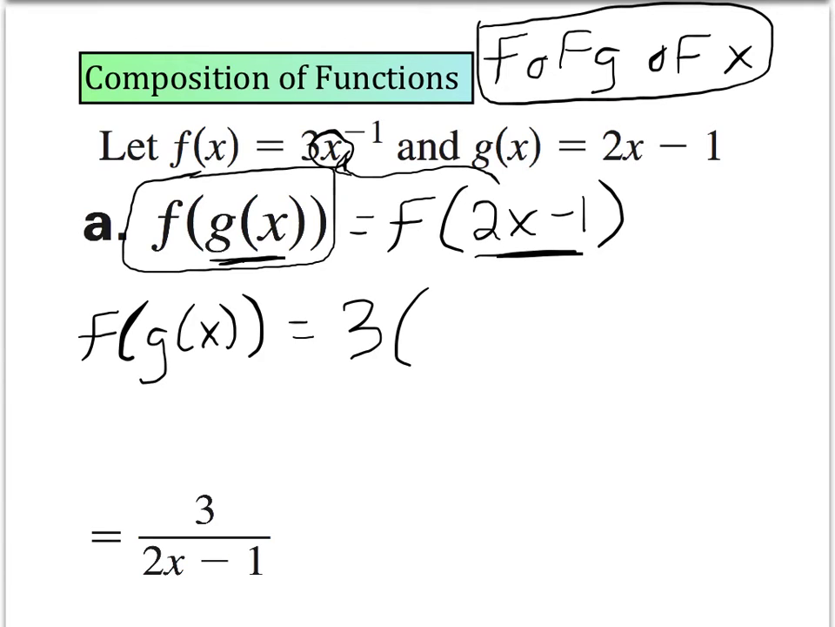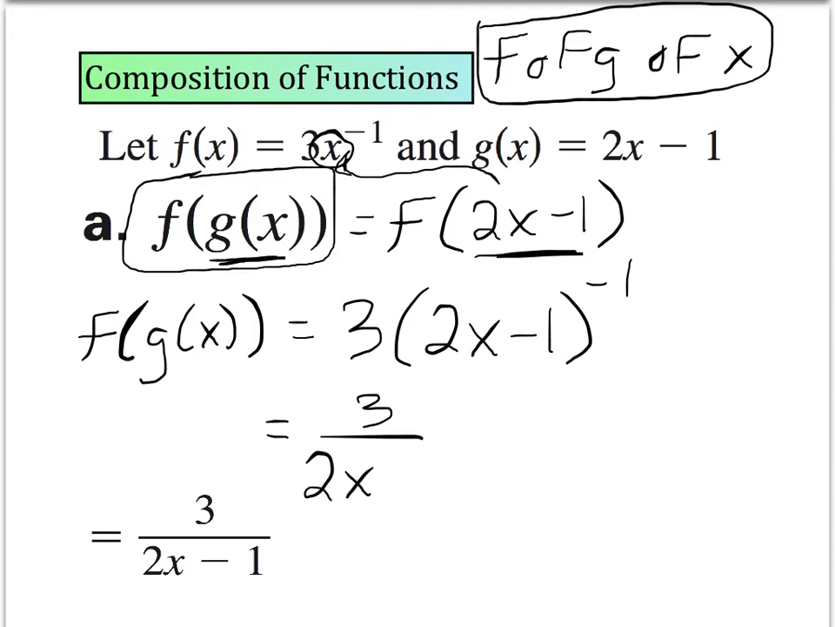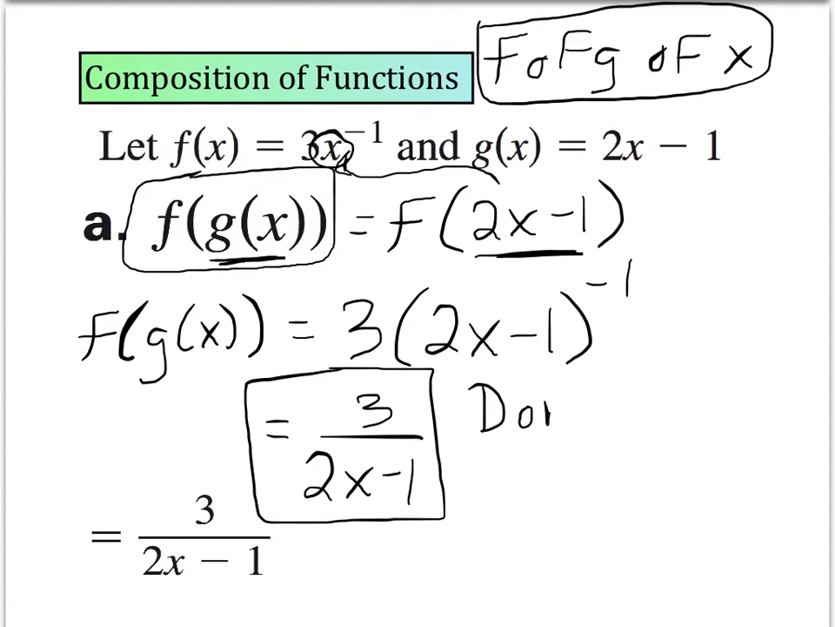So it's 3 times 2x minus 1 raised to the -1. Then I need to incorporate the negative exponent, so it's 3 over 2x minus 1. That's how we figure out what the composition of function would be. One thing we're going to have to start doing is finding the domains.